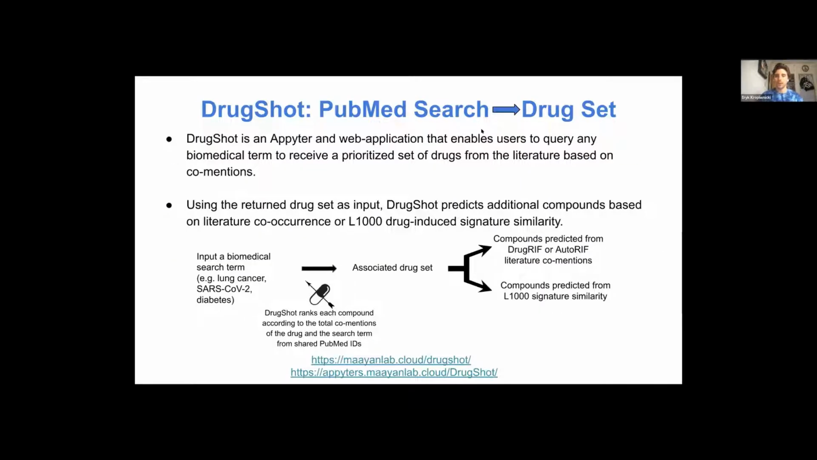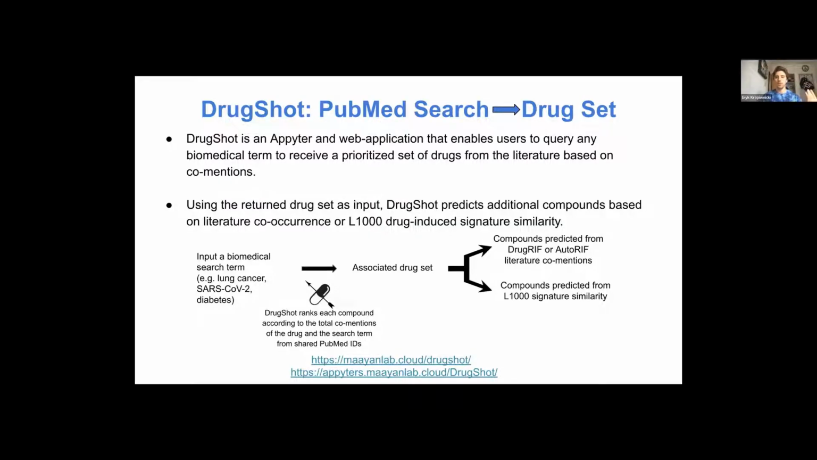DrugShot is an Appyter and a standalone web application that allows users to query biomedical terms of interest to receive a list of prioritized small molecules related to their query term. These query terms are sent to the PubMed API, and a list of PubMed IDs associated with the query term are retrieved. DrugShot then outputs a prioritized list of small molecules associated with this query term based on co-mentions between PubMed IDs that include both the drug and our query term.